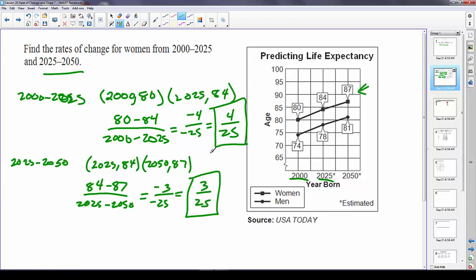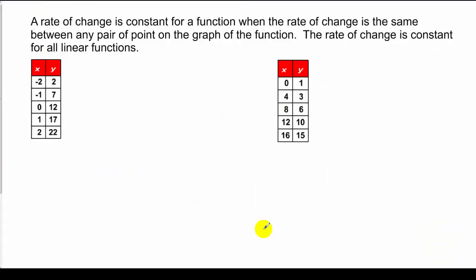We notice the two aren't the same. So there is more change here than there is here, because it's one more in the numerator. So we know that a rate of change is constant for a function when the rate of change is the same between any two pairs of points on the graph. And we know also the rate of change is constant for all linear functions.